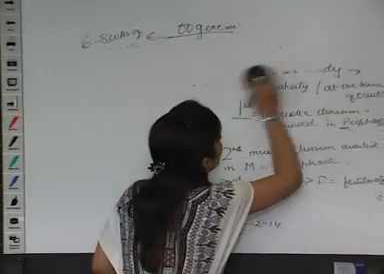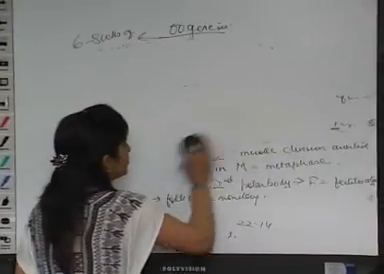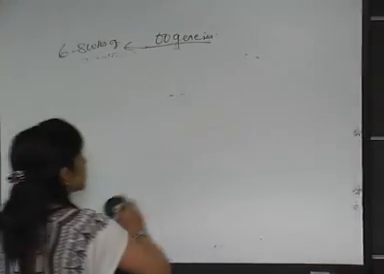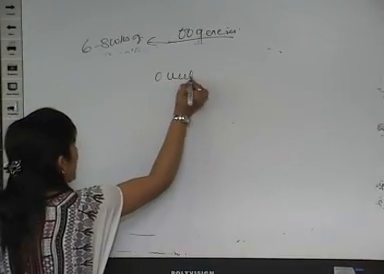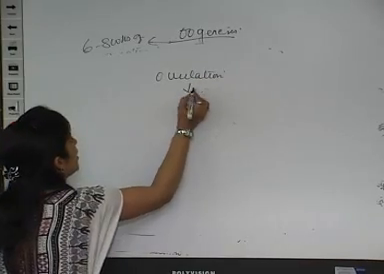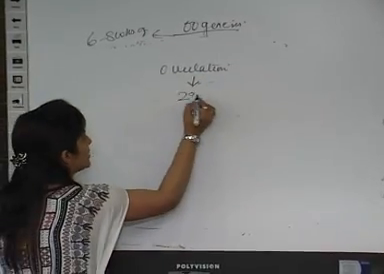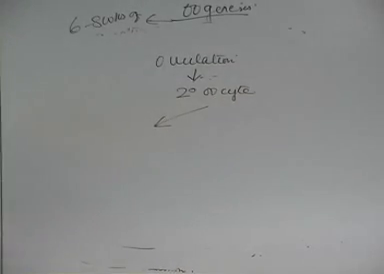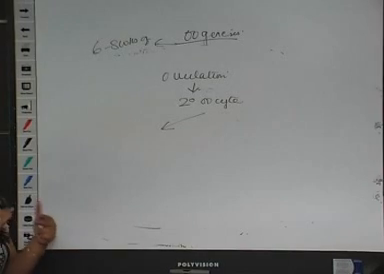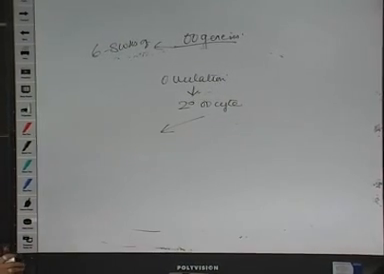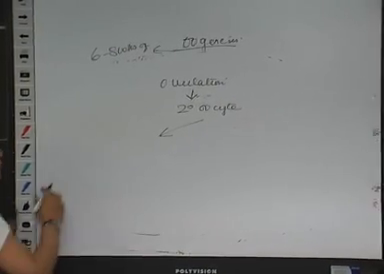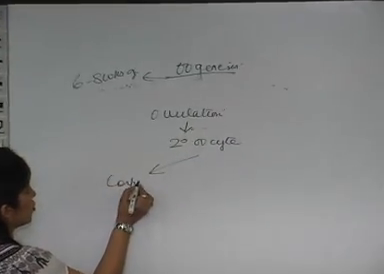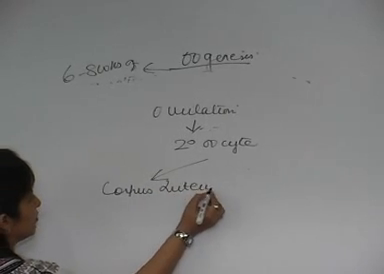Now, coming to what happens after the secondary oocyte is released from the primary oocyte, that is, what happens after ovulation. After ovulation, once this secondary oocyte is released, if it is not fertilized by the sperm, then the Graafian follicle will be converted into corpus luteum.